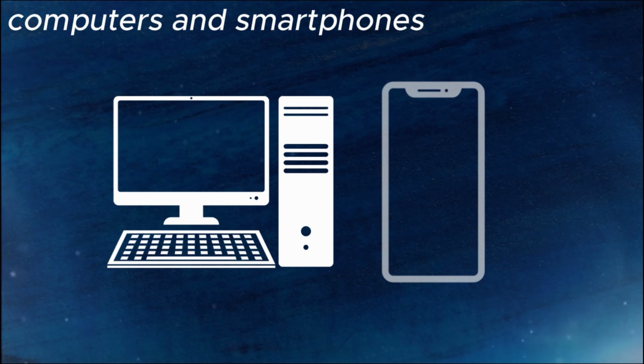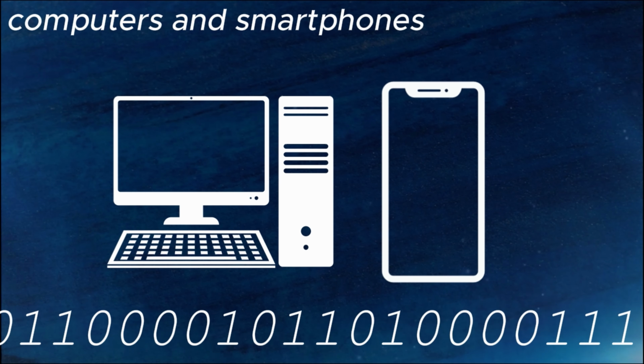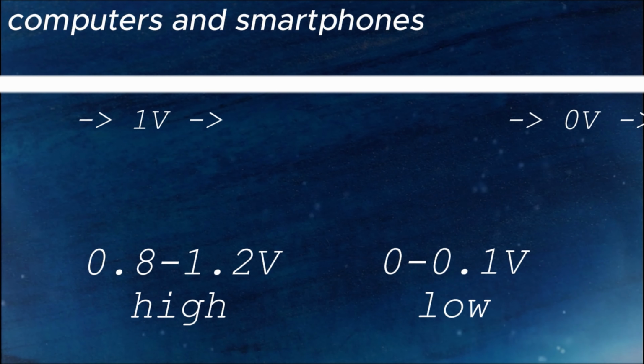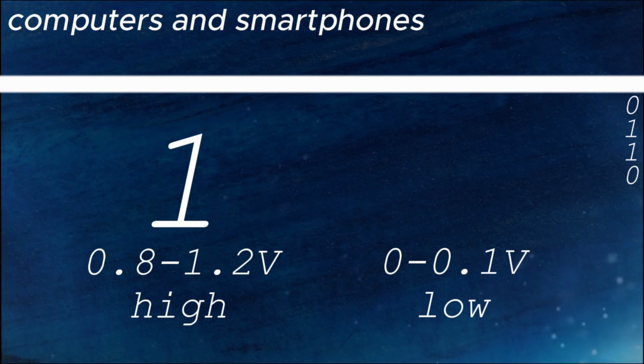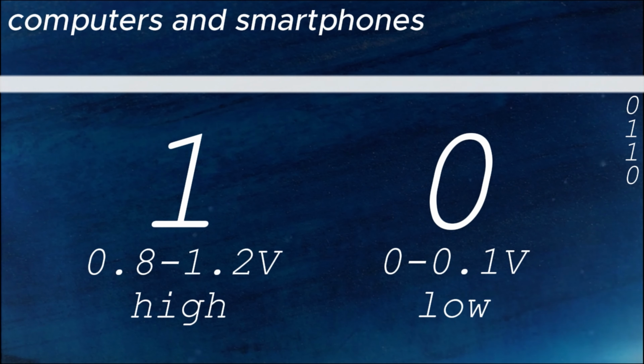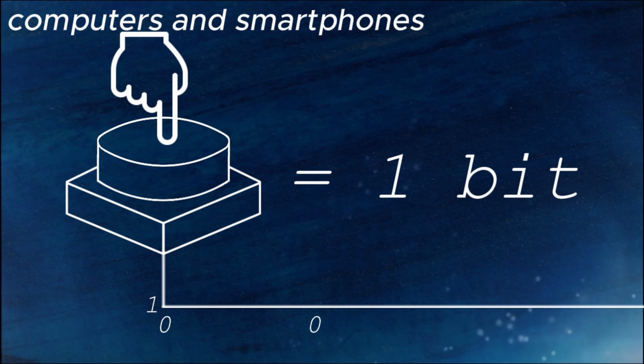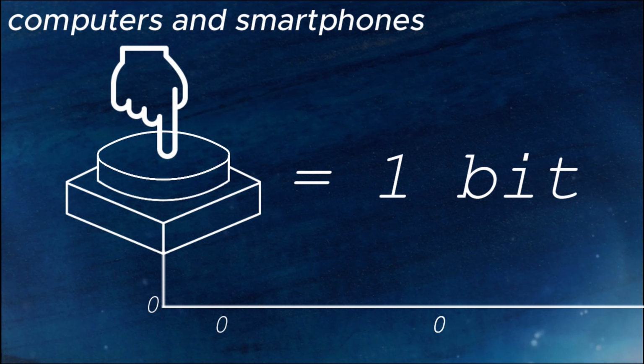Our computers and phones are constantly using binary from the moment they are turned on. Binary in electronics is sent as high and low voltages across wires, with a high voltage representing 1 and a low or no voltage representing 0. A physical button corresponds to 1 bit. When the button is pressed down, it sends a high voltage signal which represents a 1, and when the button is released, it sends no signal, which represents 0.